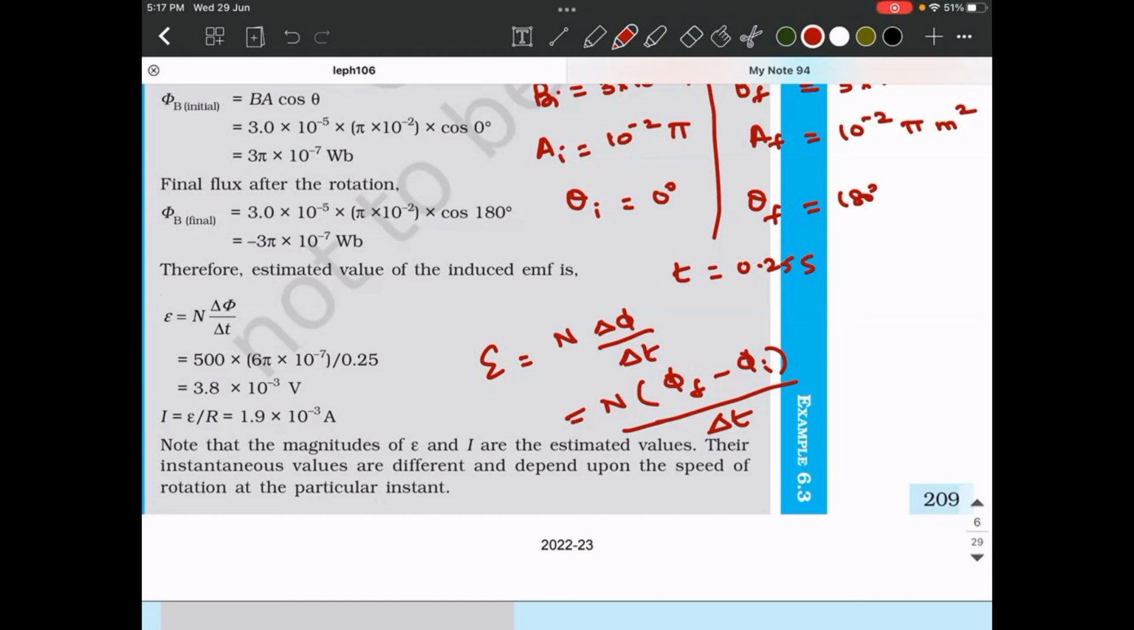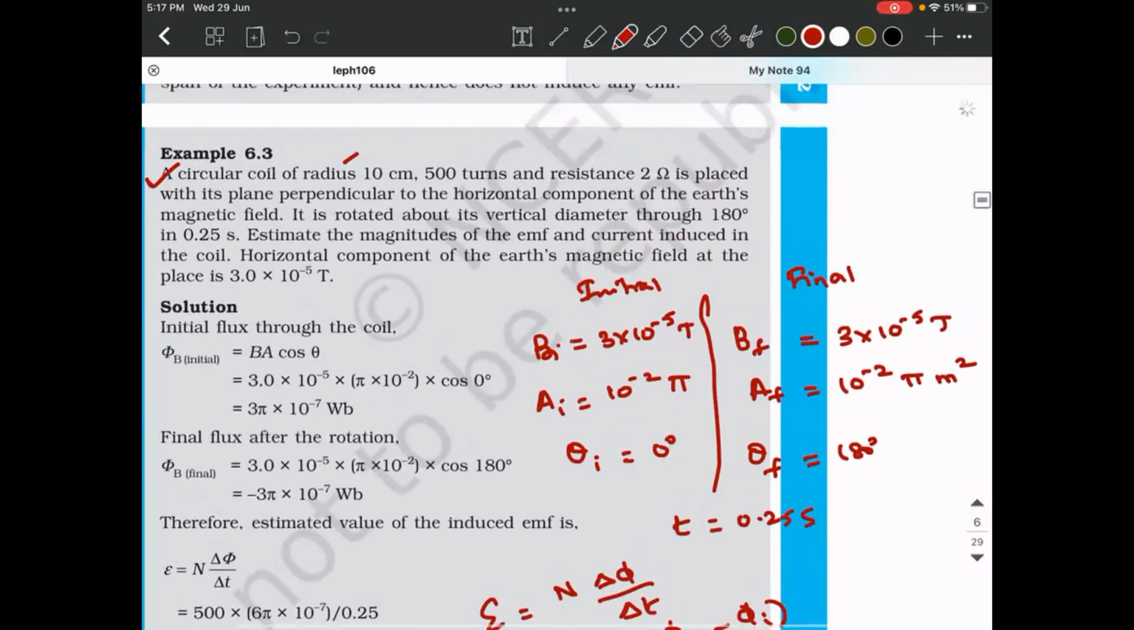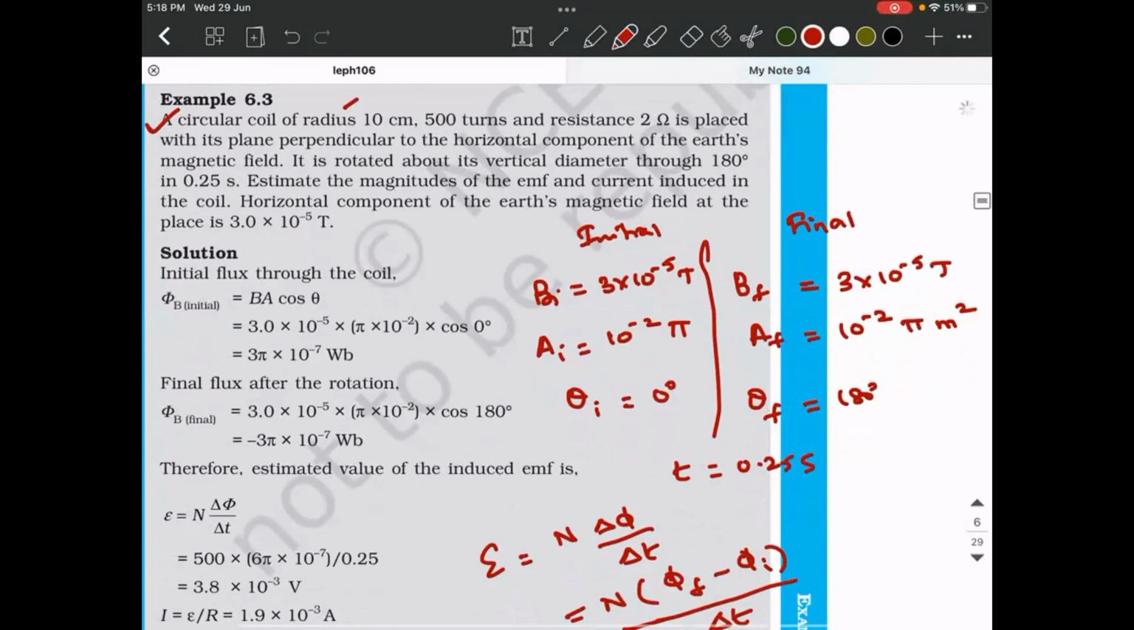So N is 500. One more thing, I think I already told this to you. When you read a question, the first word itself will tell you whether they are talking about 1 turn or n turns. So what is the keyword? If they use the word loop, it is 1 turn. Coil, it is n. A coil is always wound. Even if you leave it as 12 pi into 10 power minus 4, no harm in it, but don't forget the unit, volt, because it is the EMF value.